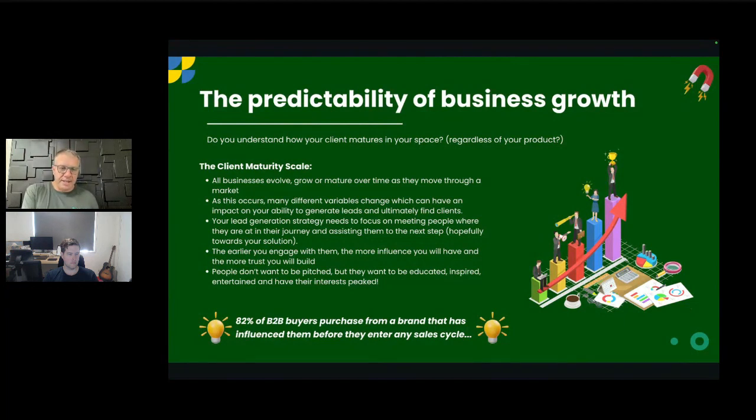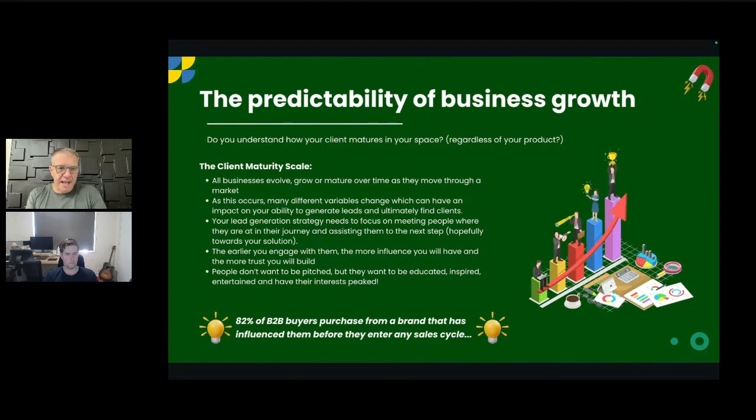The earlier, as Alex mentioned, the earlier you can engage them, the more influence you will have and the more trust you will build. People don't want to be pitched, right? They want to be educated, inspired, and entertained and have their interest piqued. You just have to look at any lead generation. The majority of lead generation emails today, if you look at them, they'll say, hey, I do X, Y, and Z. I'm an SEO. How about we schedule 15 minutes in your calendar to have a chat? And you go, they've just completely jumped from the awareness to engage stage and they break rapport. So that's what we want to try to help you avoid.